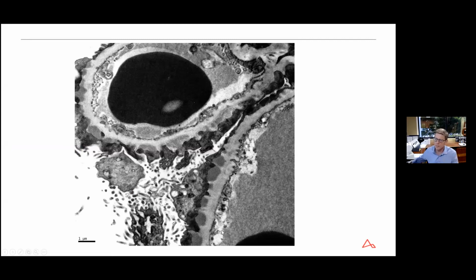I'll show you a couple of examples here as well. Here we're looking at a red blood cell in the capillary space. This is a glomerular basement membrane. You see this in the endothelium here. Here are the podocytes, but look, these dense areas on the outside of the glomerular basement membrane, these are deposits. So this is the classic EM finding that you would see in a disease known as membranous glomerulopathy.